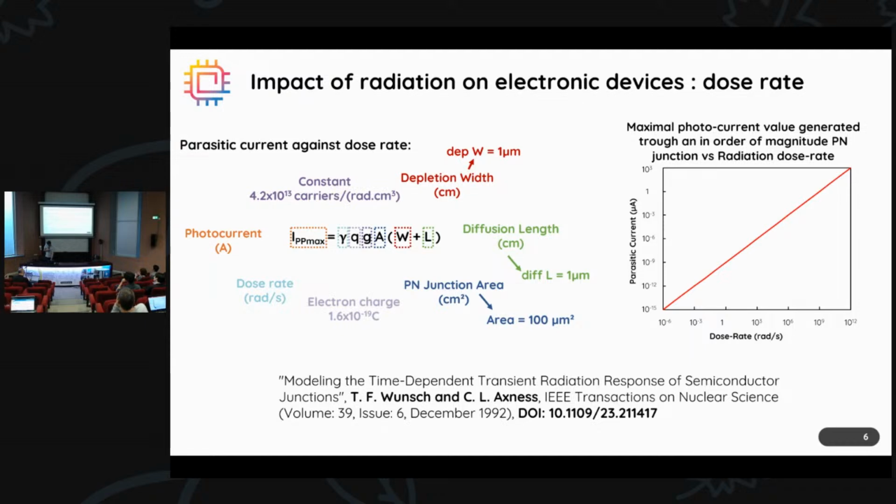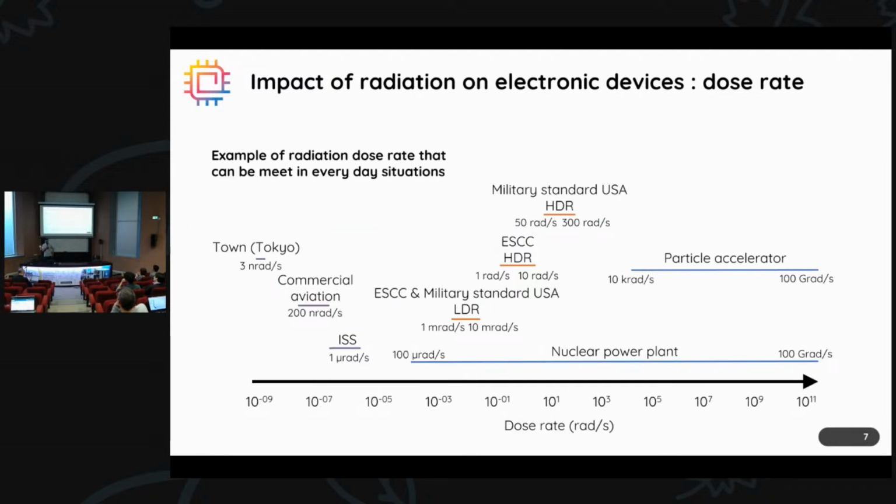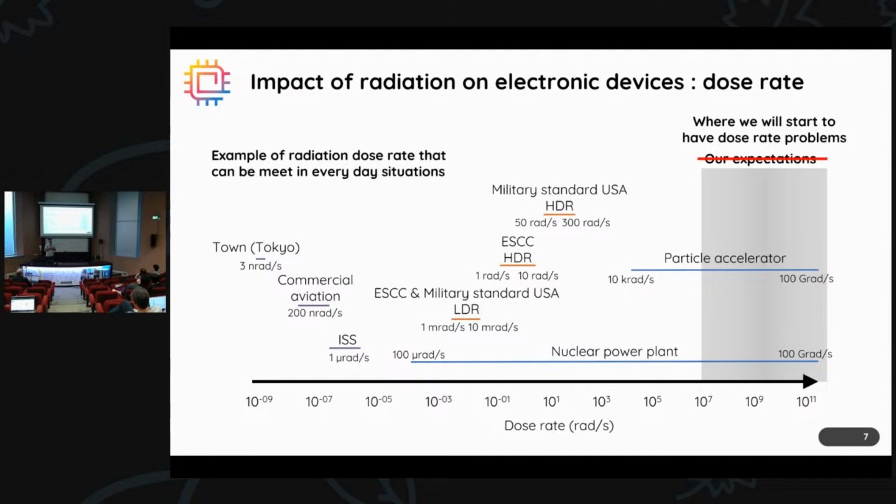To put you more into context, here are multiple examples of the radiation dose rate that you can meet in everyday situations. Our expectation is to be in a nuclear power plant underneath this range of dose rate. The dose rate should not have a lot of effect on our circuit because it is too small. Actually, I said our expectation, but it's more like where we will start to have problems with the dose rate.